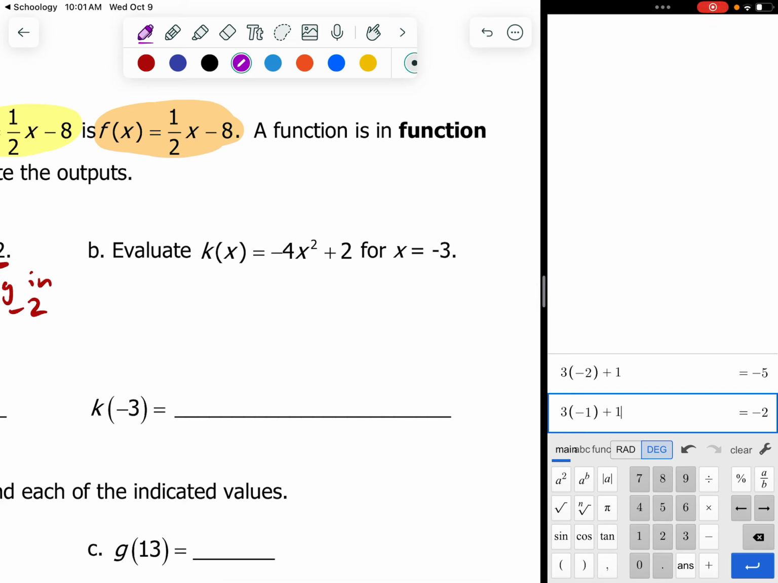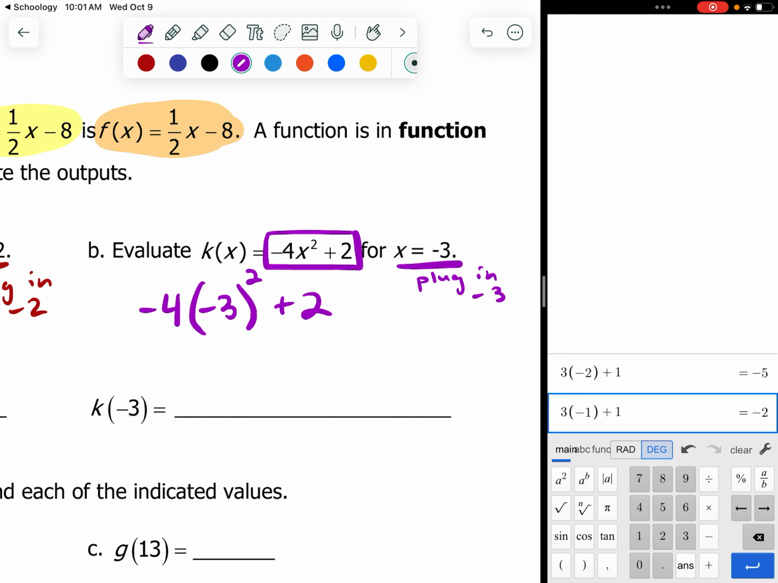Okay, so this says evaluate k of x. It's okay that the letters are different. It's just a name for the function. So here's your function for x equals negative 3. So we're going to plug in negative 3. Okay, so this is negative 4, plug in negative 3, and then there's actually a squared here, plus 2. That's fine, we can still just do this on our calculator.